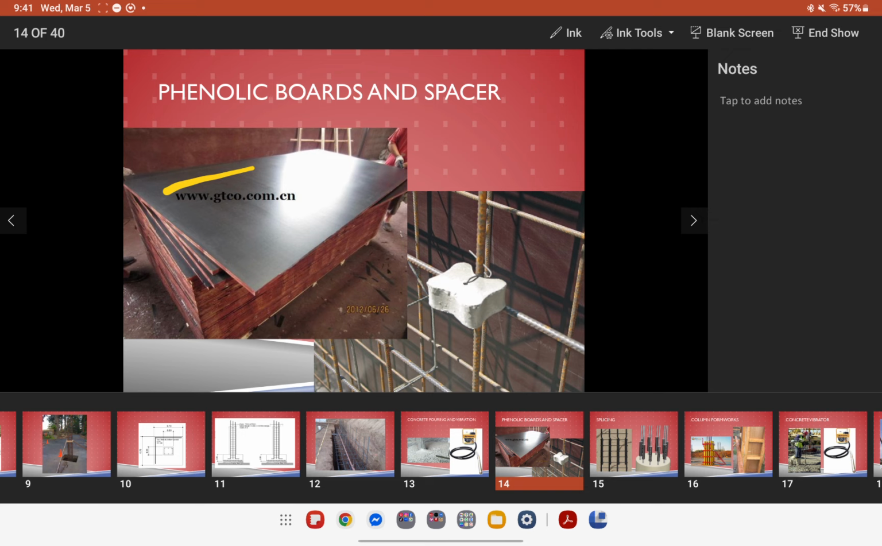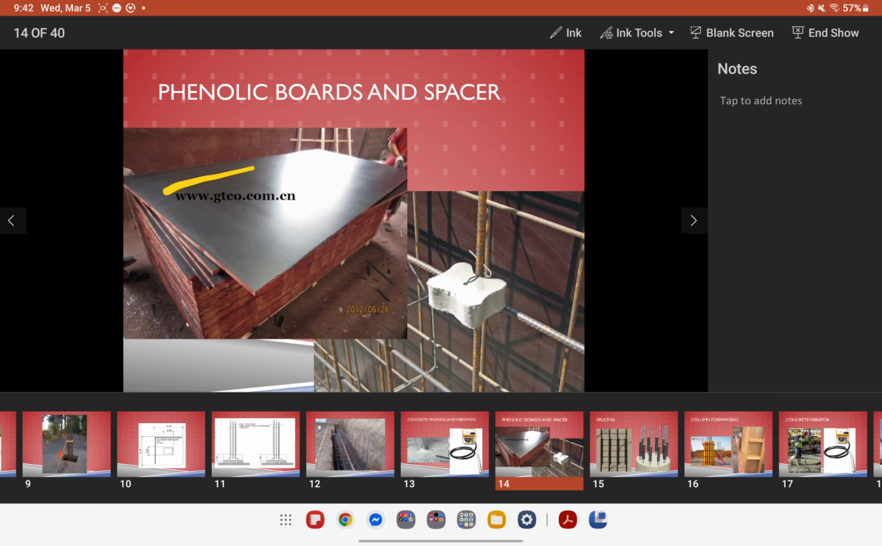Okay, so you can actually reuse this more times than ordinary plyboards. So the purpose of a phenolic board is, of course, to lessen the cost, although I think this is more expensive than your regular plywood. But the good thing with this is although it can still decay or be damaged from continuous use, it can be recycled more often than your regular plyboards.